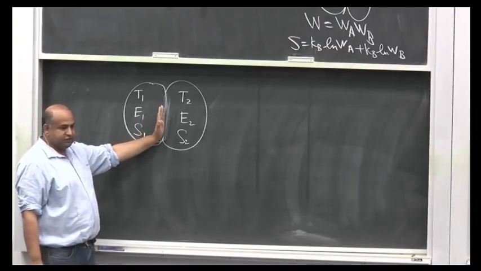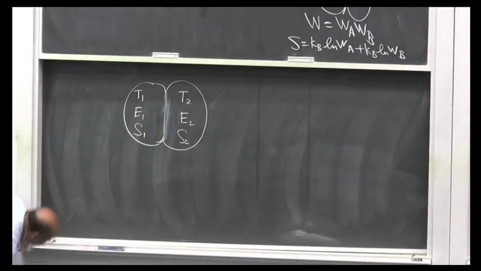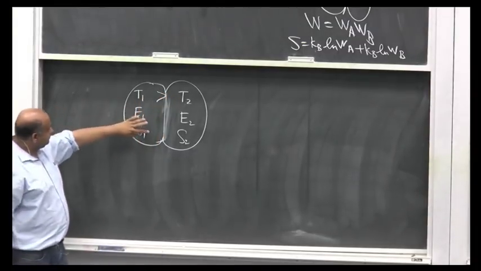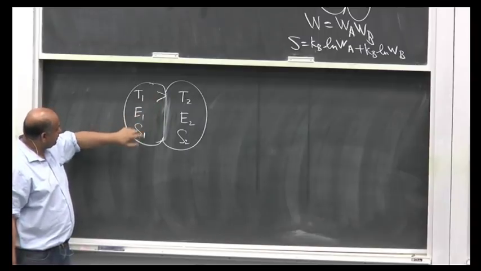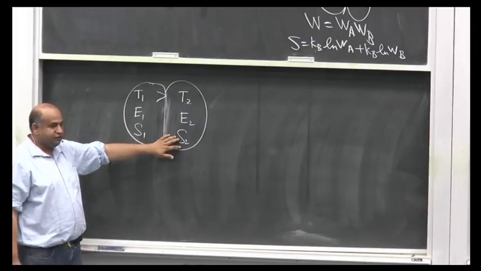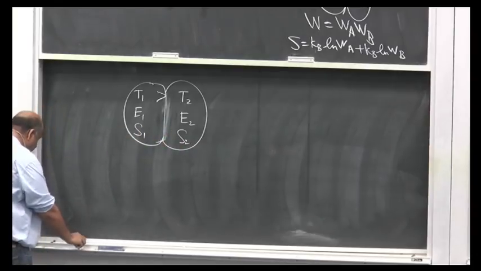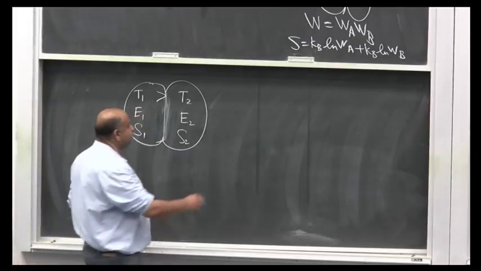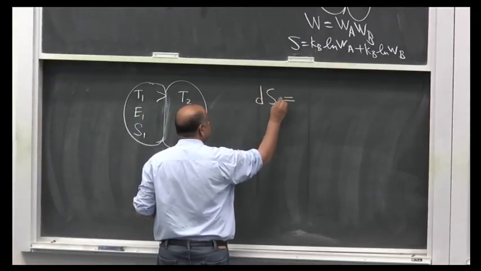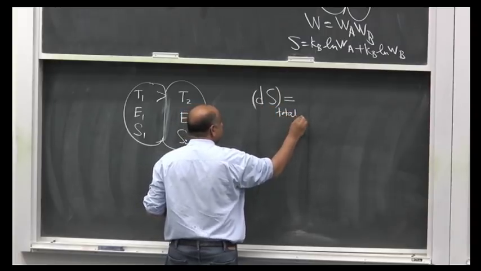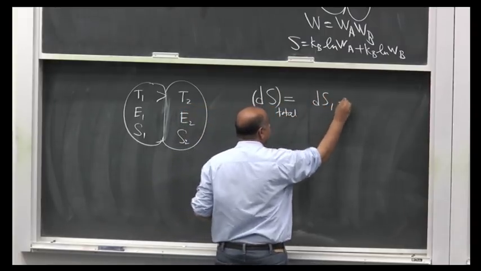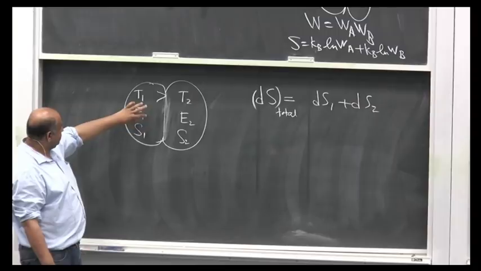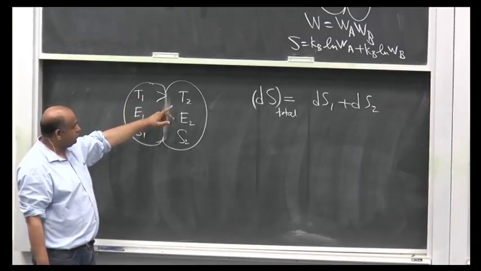And as soon as they start interacting, and suppose that T1 is greater than T2, what's the change in entropy? When this one was separate, it was S1. When this one was separate, this was S2. So let's compute the change in entropy of this whole system. So the total change is the change in 1 plus the change in 2. So dS1 is the change in entropy of this one, and dS2 is the change in entropy of this system.